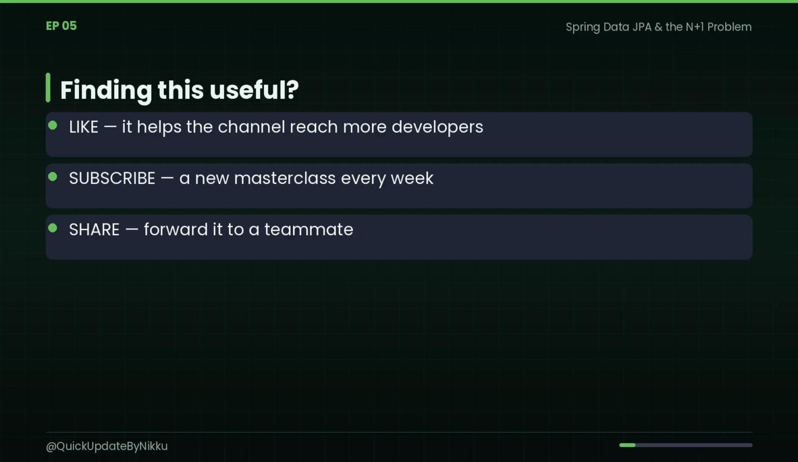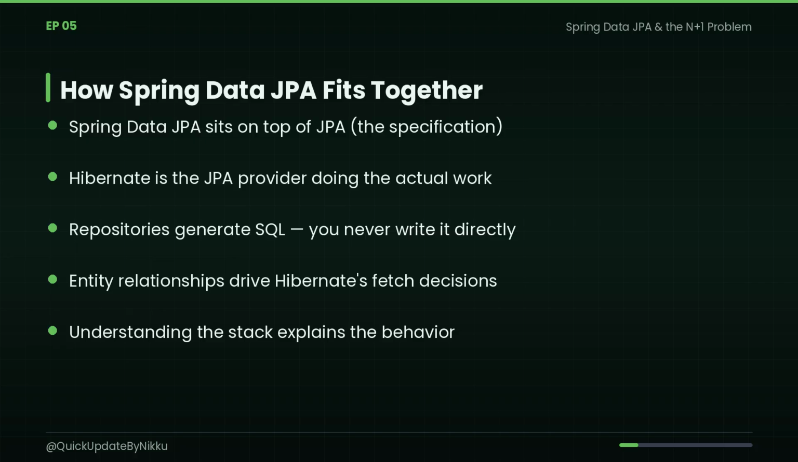Now, back to it. Spring Data JPA is a layer of abstraction. The specification is JPA, Java Persistence API. The implementation doing the real work is Hibernate. When you call findAll on a repository, Spring Data translates that into a JPQL query, Hibernate compiles it to SQL, executes it, and then maps the result set back to your entity objects.